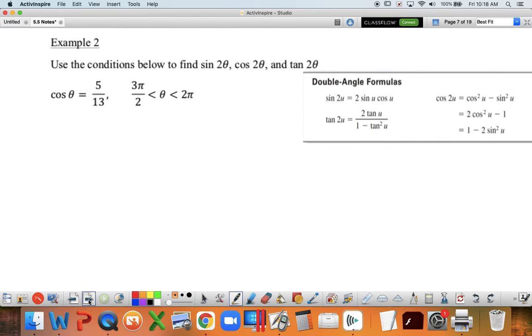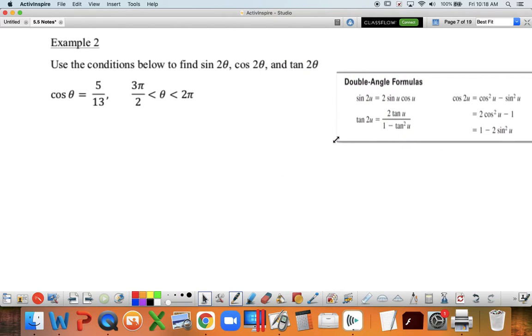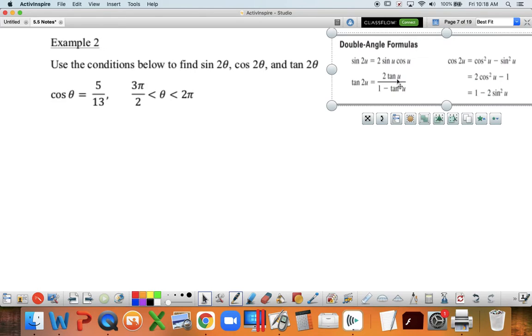Right, let's move on to example 2. I like this one because we're going to go back to drawing a triangle. Use the conditions below to find sine of 2 theta, cosine of 2 theta, and tangent of 2 theta. You'll notice I included our little cheat sheet here so that we can use it as we go through. The first thing I'm going to do is draw a triangle in the coordinate plane, and I want to make sure I draw it in the proper location.